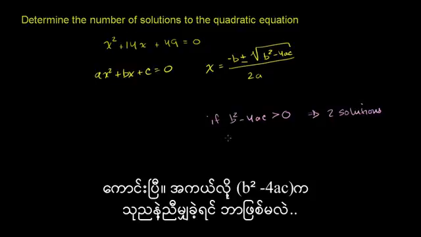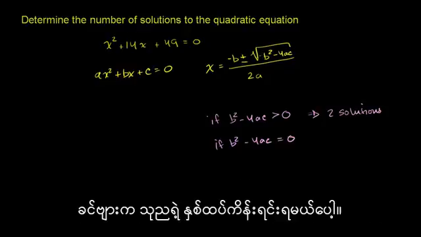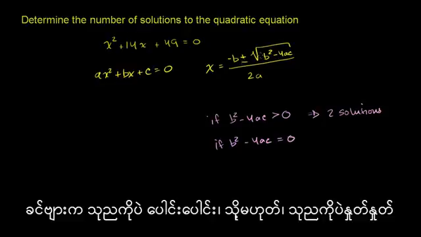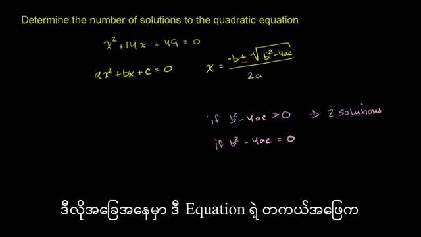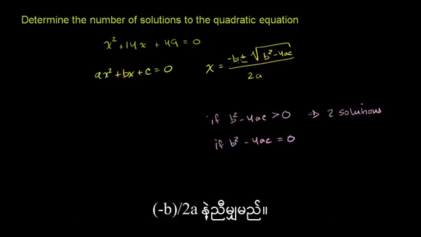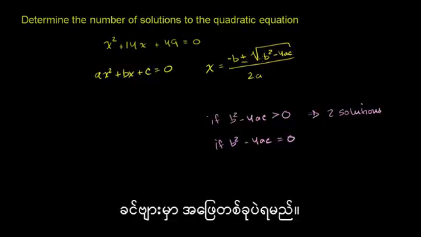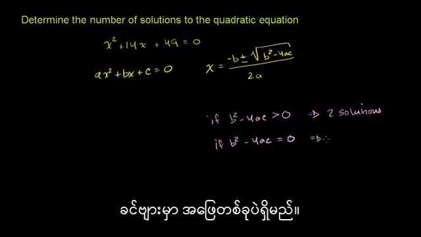Now, what happens if b squared minus 4ac is equal to 0? If this expression under the radical is equal to 0, you're just going to have the square root of 0. So it's going to be negative b plus or minus 0. And it doesn't matter whether you add or subtract 0, you're going to get the same value. So in that situation, the actual solution of the equation is going to be negative b over 2a. There's not going to be this plus or minus. So if b squared minus 4ac is equal to 0, you only have one solution.